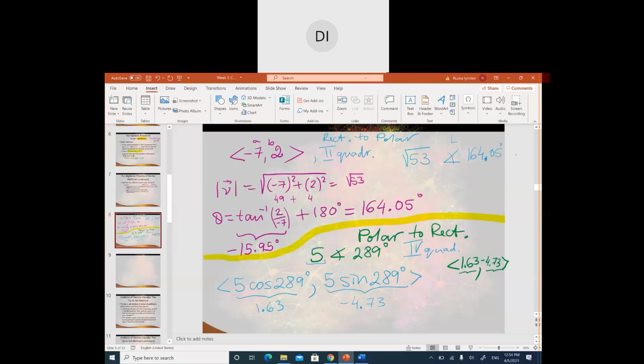So pretty much this is the lecture for today. You have vectors. You can change them from polar to rectangular using the formula, and rectangular to polar, both ways. And also you can add and subtract vectors. When you add or subtract vectors, you have to have the vectors in rectangular form. So that's the lecture for this week.